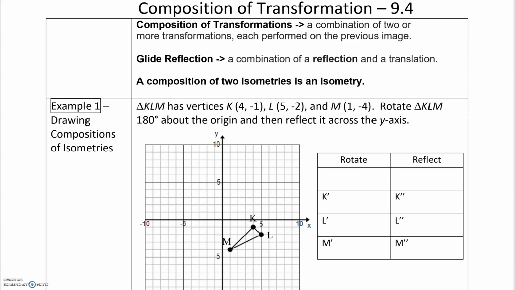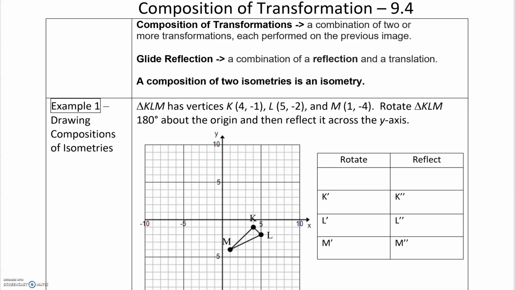So in this video, we're going to talk about compositions of transformations. Basically, we're combining two or more transformations, each performed on the previous image. So where we picked up last, we do the next transformation. A glide reflection is a combination of a reflection and a translation. So we glide it and reflect it.